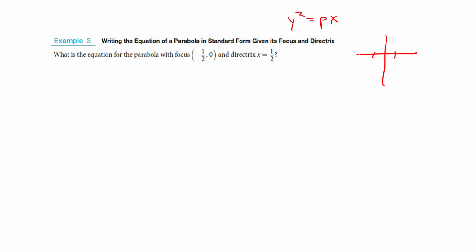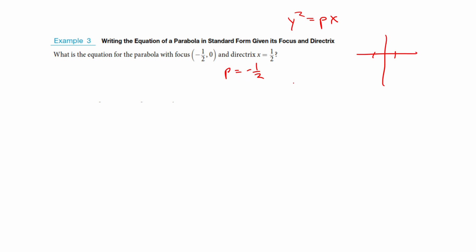This is not the traditional form. It's going right and left instead of up and down. Now, the value of p, when we look at the directrix, the value of p is -1/2. So from there to the focus is the value of p. So p is -1/2.